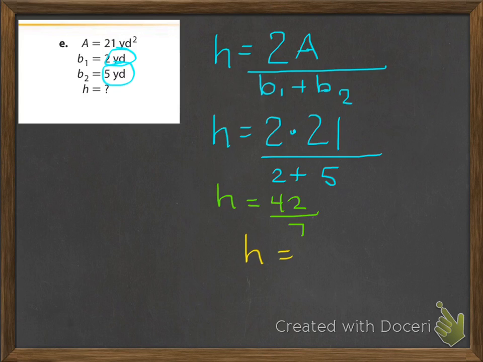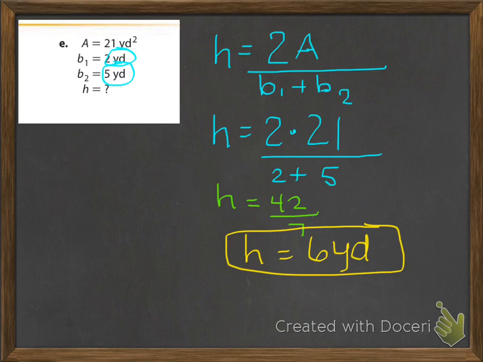So you can see our problem's shaping up now. We've got H is equal to, and of course we know that 7 times 6 is going to be 42. So the height is going to be 6 yards. So again, you want to make sure that you have yards. The unit of measurement is important, and make sure that you don't accidentally put a square on that.